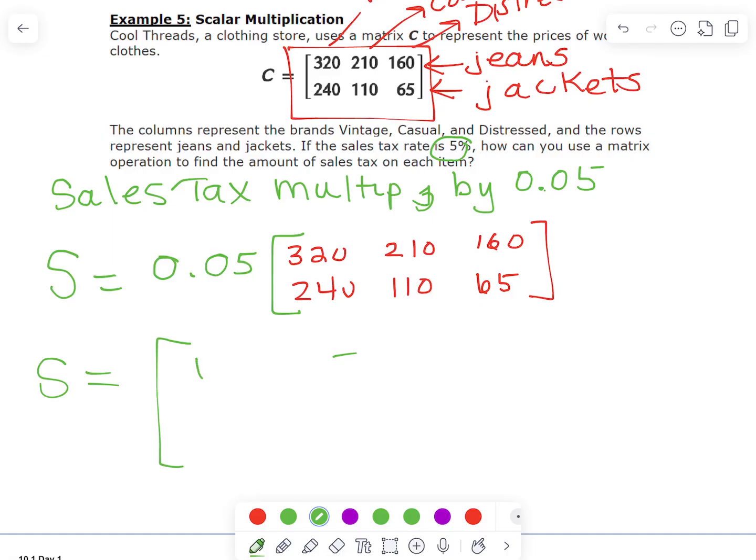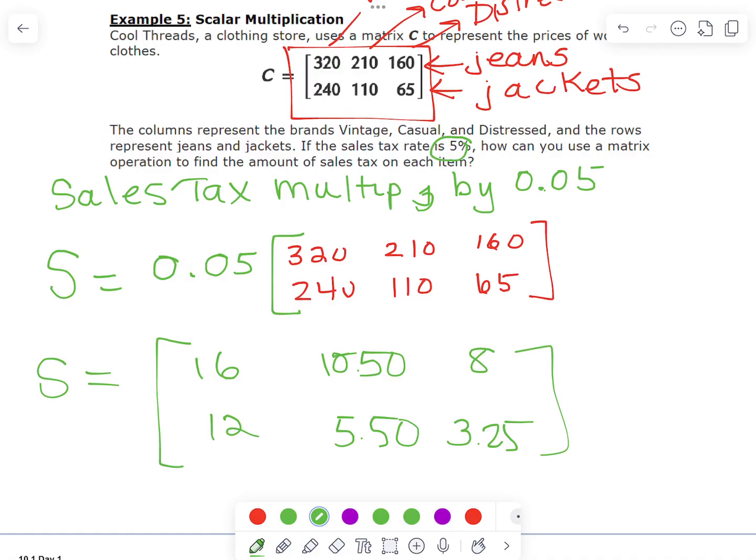And when we're done, we're going to get 16, 10.50, 8, 12, 5.50, and 3.25. So what we found is the sales tax for each of the items at the clothing store. So if we wanted to talk about what each of these items were, let's say this one right here represents $3.25 for a distressed jean jacket.